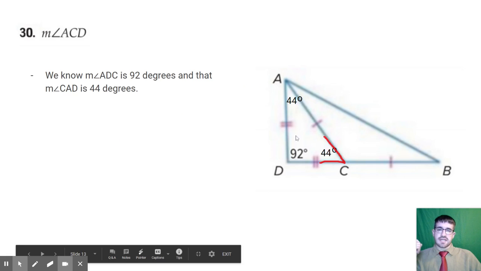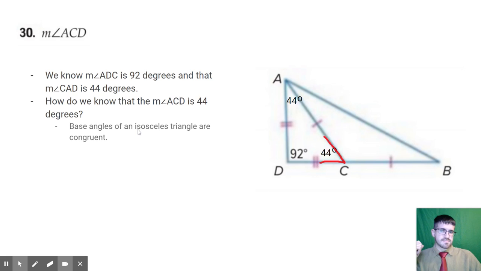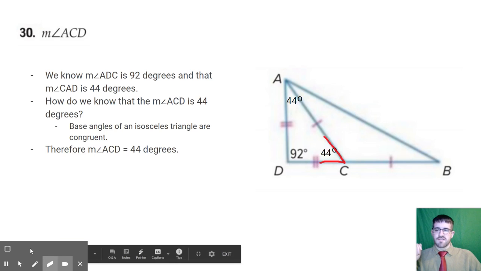We know that ADC is 92 degrees and that CAD is 44 degrees. So how do we know that the measure of ACD is 44 degrees? Well, we could do the base angles of an isosceles triangle are congruent. That is a definition. Or if you want to take the algebraic route, you could do angle D plus angle DAC plus angle ACD equals 180. And you would find out that ACD is 44 degrees. But I opted to use the information that we were given in the last problem, and save myself a little bit of time.